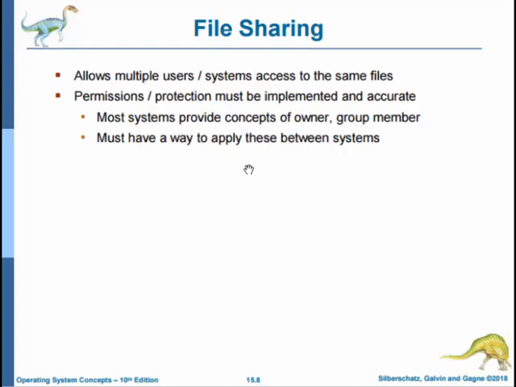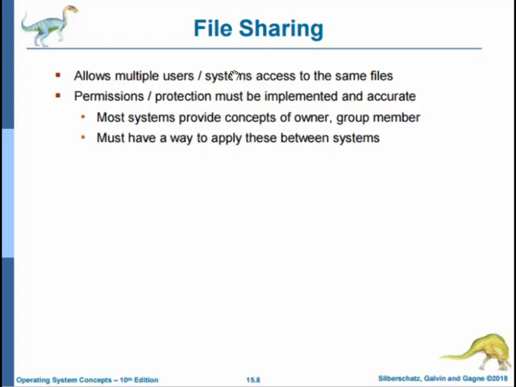For instance, if multiple users are writing to a file, should all the writes be allowed to occur, or should the operating system protect the users' actions from one another? So basically, we're talking about permissions and protections that must be implemented and must be accurate, because most systems provide concepts of the owner and group member mechanism.